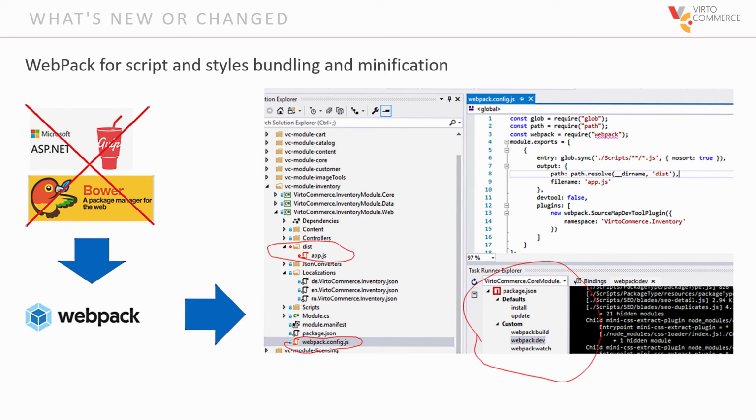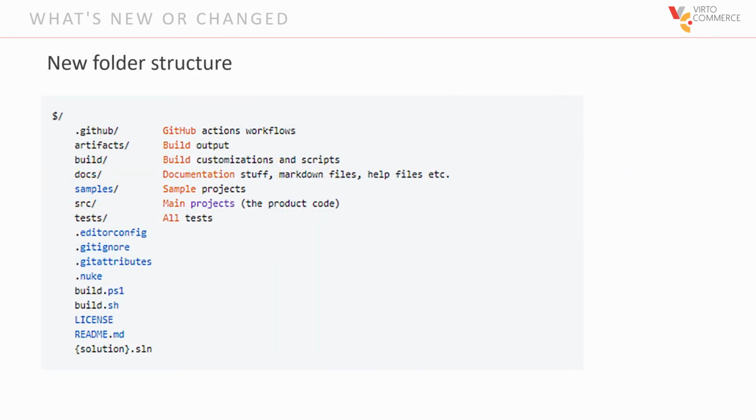As we had to find a replacement, we now use Webpack as the de facto standard in the world of web development. This is the primary tool for bundling and processing your scripts and styles on the development of the platform modules. We have changed the folder structure for each platform and module solution. Now the folder structure is better organized and closer to the recommended best practices for .NET projects. All things such as documentation and samples are stored with source code.